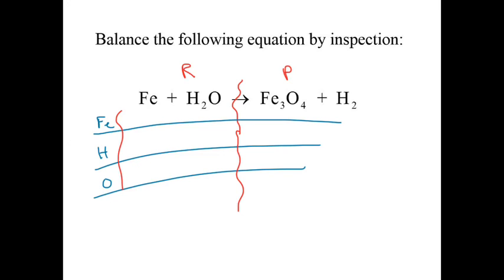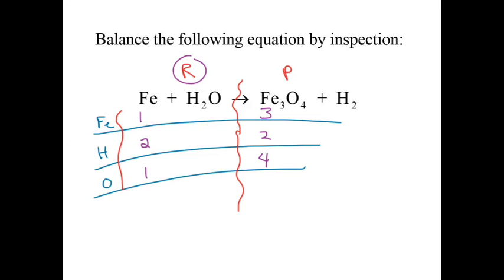So when we start out, if we go with coefficients of 1 across the board, can you see on the reactant side I have 1 iron, 2 hydrogens, and 1 oxygen. On the product side, it looks like I have 3 irons, 2 hydrogens, and 4 oxygens.